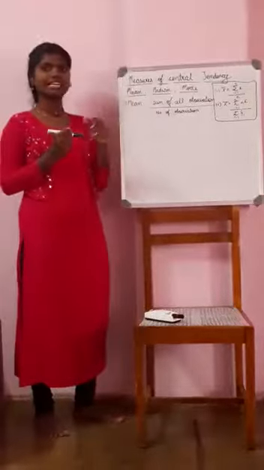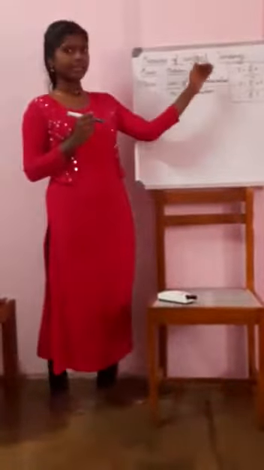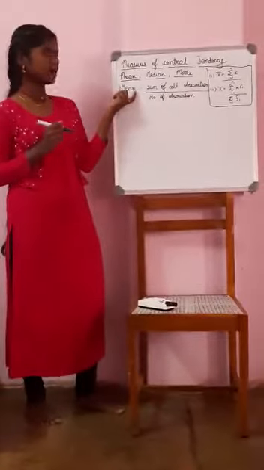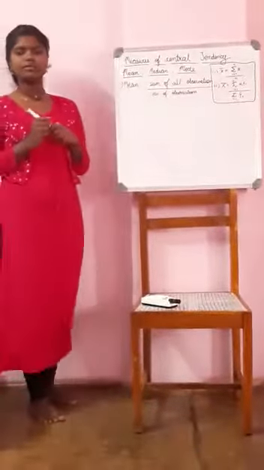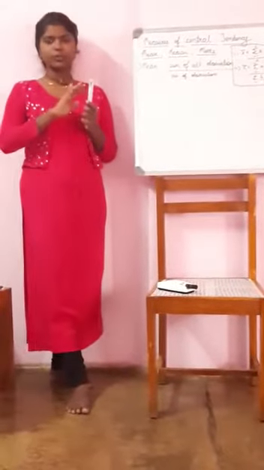See measures of central tendency. In this you have three: mean, median and mode. So first let's see about mean. What is mean? It is not the highest score or lowest score.